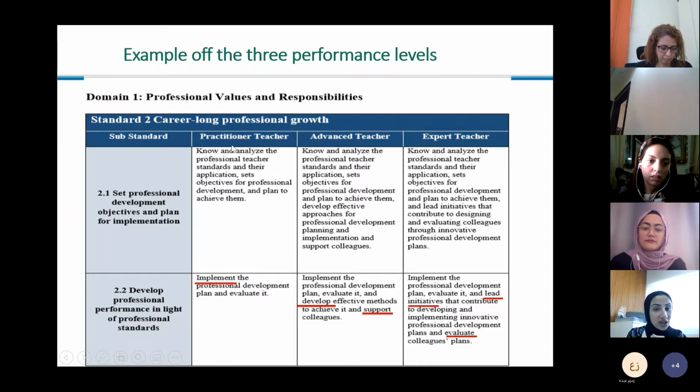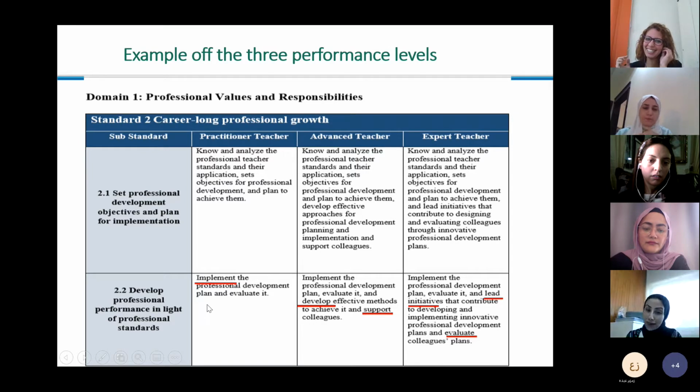The practitioner teacher is going to implement the professional development plan and evaluate it. Okay, so he's doing it completely. He's implementing this standard completely. He's implementing his plan and he's evaluating his plan. What about the advanced teacher?